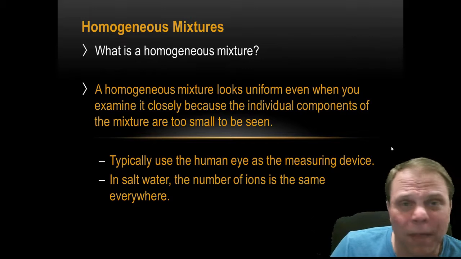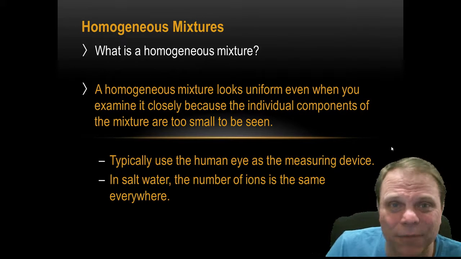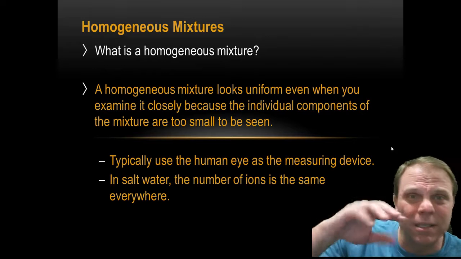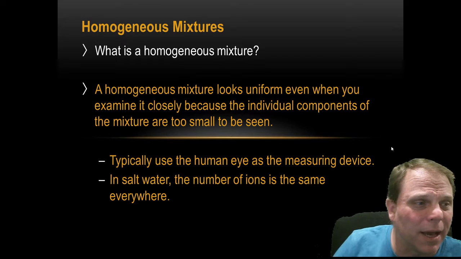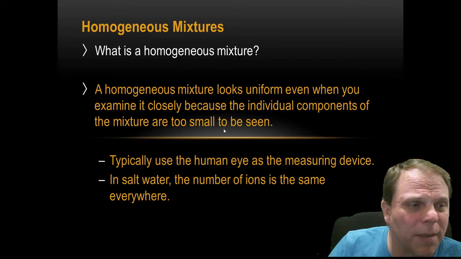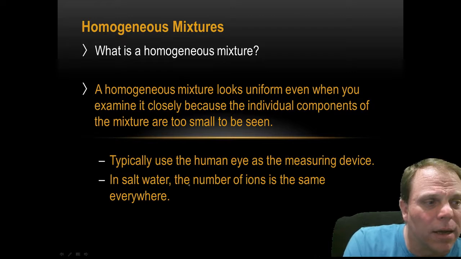All right, so that brings us to homogeneous mixtures. Now, homogeneous mixture, you can't see the difference throughout the substance. It seems to have a uniform composition when you look at it with your naked eye, okay? If you examine it closely, you're not going to be able to see the differences. Why? Well, the mixture does have different components there, but they are too small to be seen.